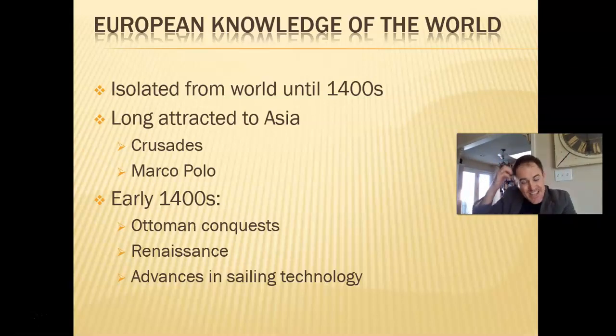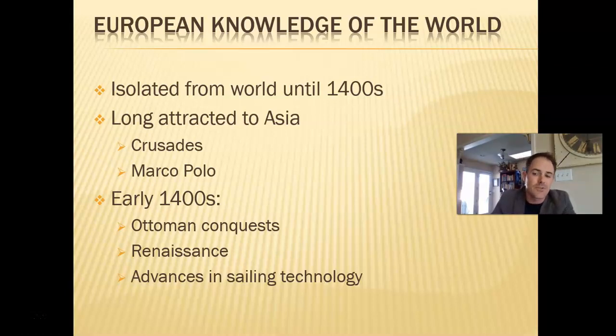It's not like the Europeans didn't know about Asia. They were attracted to Asia, and especially their goods, but they didn't really have the desire or the ability to get there until the early 1400s. And a few things happened that changed this. Number one are the Ottoman conquests.